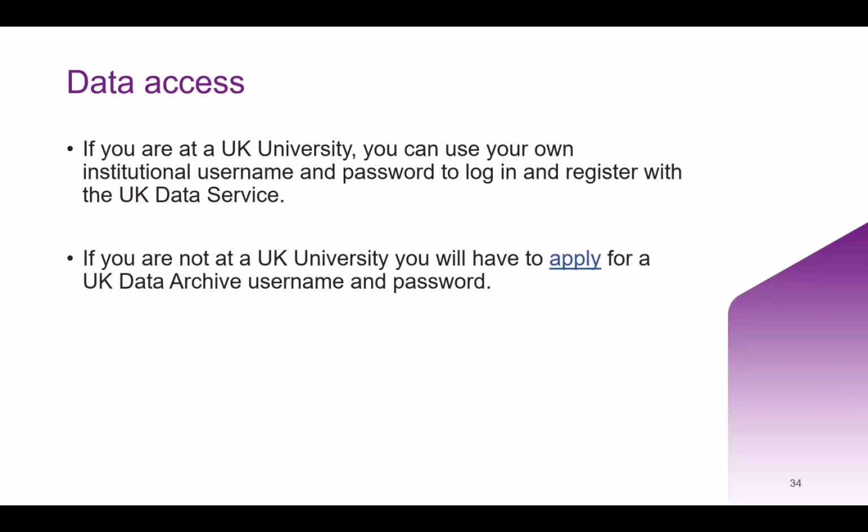So if you're at a UK university, you would use your own username and password to get you in. If you are not, you'll need to make an application to us, and assuming you meet the criteria and you agree to our terms and conditions, which I'm going to say a little bit about on the next slide, you'll then be issued a UK Data Service specific username and password, which will get you access to the data.